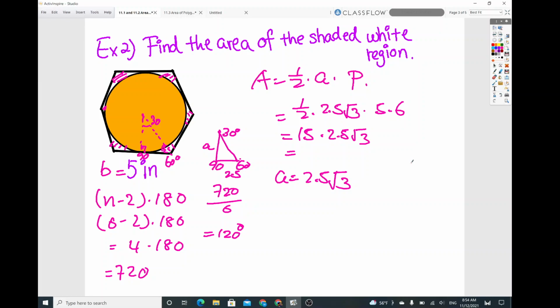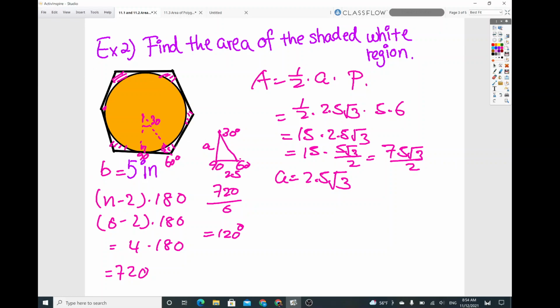Okay, so this one, let's find out what that is. So 2.5, or you can just say that is 5 over 2. So 5 root 3 over 2. So 15 times 5, 75 root 3 over 2. So that would be the area of this hexagon.